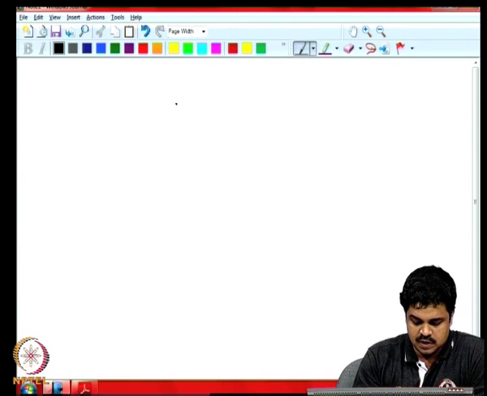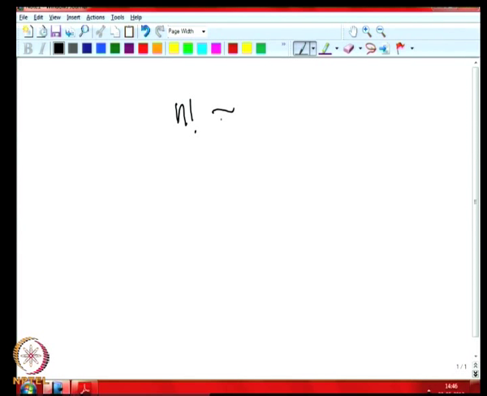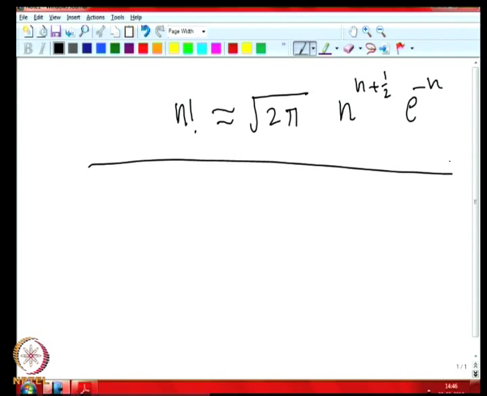So, we want to show that n factorial is approximately equal to root of 2 pi times n to the power n plus half times e to the power minus n. In other words, as we discussed in the last class, we want to show that the ratio of these two quantities, LHS by RHS, will tend to 1 as n tends to infinity. The first question is how will you guess this.